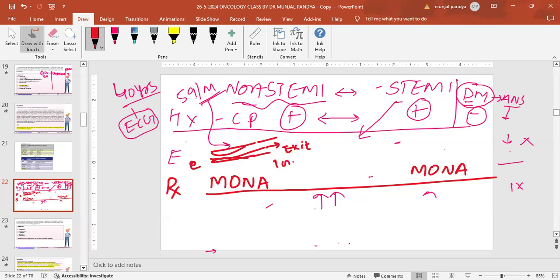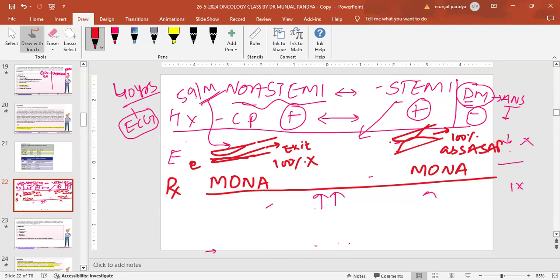It is not 100% block, while STEMI is 100% block. So this is more severe, right? So the question is, what is the most severe condition in acute coronary syndrome? Non-STEMI, STEMI, angina, unstable or stable. Most dangerous is the STEMI. 100% block. So you need to open it as soon as possible, ASAP.